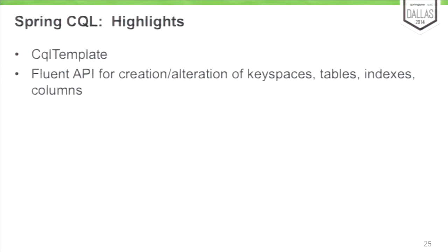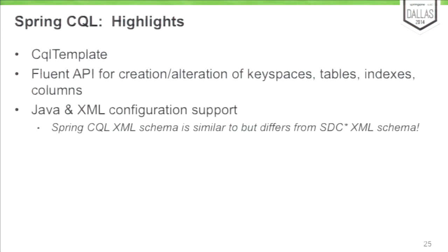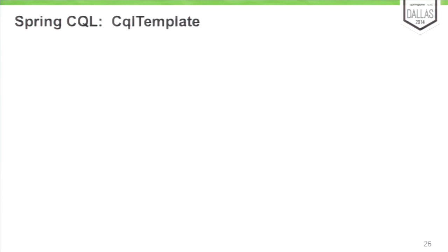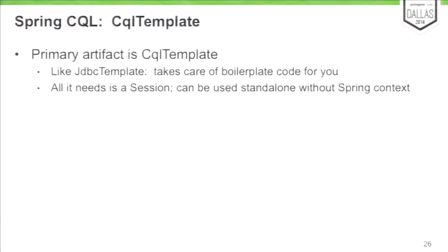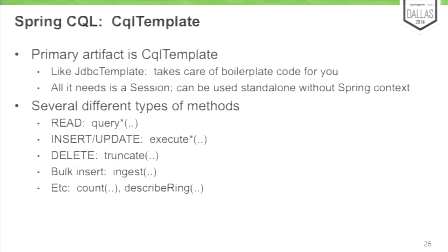So the highlight is by far CqlTemplate. That corresponds to JdbcTemplate. There's a Fluent API, to answer your question. There's a Fluent API for the creation and alteration and deletion of tables. And I'll show you that if I can get to it. Another nice thing, the Spring CqlTemplate, not Spring Data Cassandra, provides the convenient Spring DataAccessException translation. So we've translated the Cassandra data exceptions into the Spring DataAccessException hierarchy. So it's very nice, if I don't say so myself. Let me get to the good stuff.